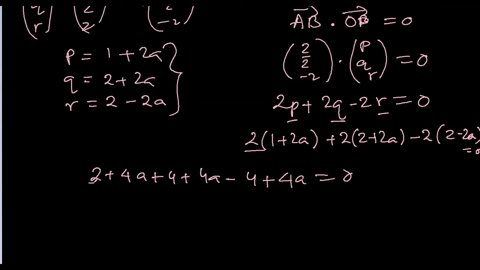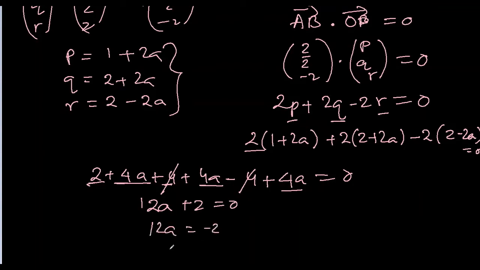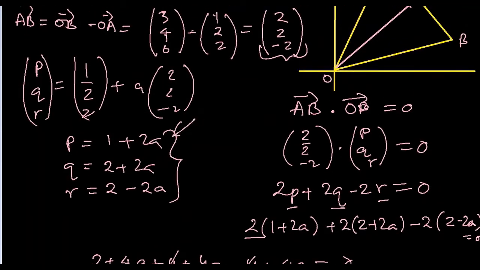So 4A plus 4A, 8A plus 4A, 12A. 2 plus 4, 6. Rather, we can cancel these, just 2. Plus 2 equal to 0. So 12A equal to minus 2. A comes out to be minus 2 over 12, which is minus 1 over 6. And now we can substitute minus 1 over 6 in these equations and we get PQR.